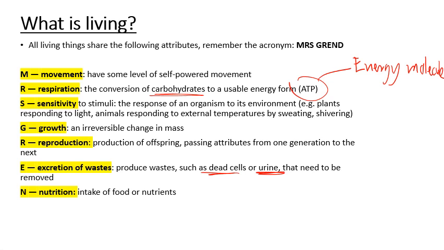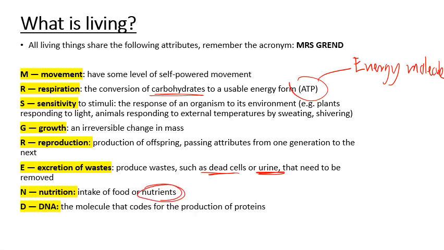Nutrition. Every living thing needs to take in food or nutrients. Even plants that make their own carbohydrates in photosynthesis, they still need nutrients from the soil as well. And they need carbon dioxide from the air. D stands for DNA, which realistically is the most important one because every cell has DNA in its nucleus, and that is the molecule of life, essentially.